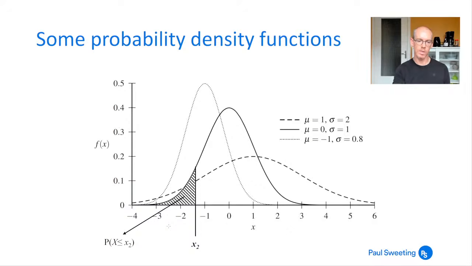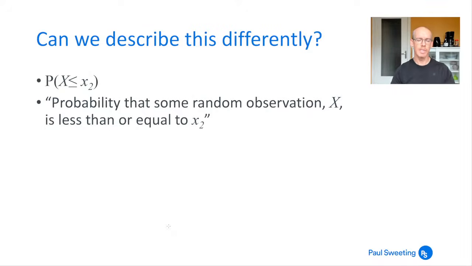So go back to this first one, probability of x being less than or equal to x2. Can we describe this any differently? Well, we've already said it's a probability of some random observation x being less than or equal to x2. We can also say it is the integral of the probability density function between minus infinity and x2. You're just integrating the area under the curve. And we can call this something else. We've got big F of x2, capital F of x2, the probability distribution function.